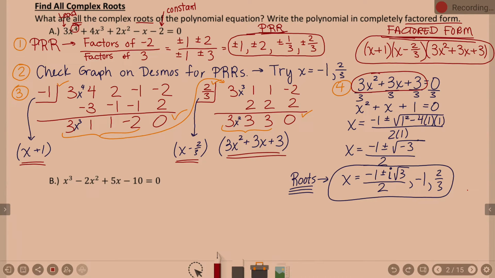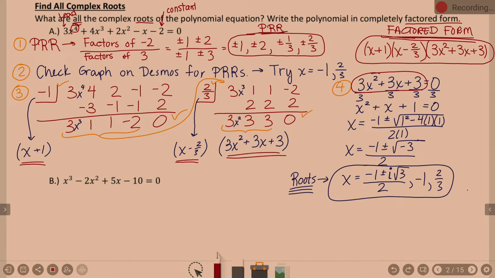Okay, guys, picking back up in lesson 3.6. This is a question we left off with yesterday, where we're finding complex roots. Remember, we started with PRRs. We then used synthetic division to confirm which ones work. And then after synthetic division, we looked at whatever we had left, and in this case, we used the quadratic formula to solve. Okay, but you're solving whatever you have left to find the rest of your roots.